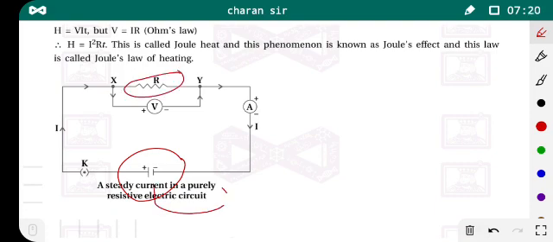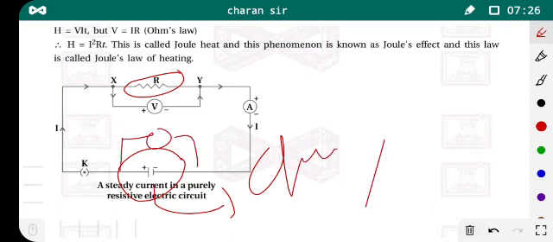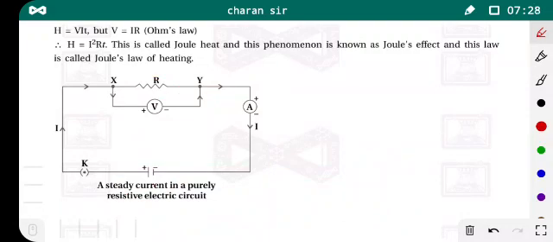Due to these batteries, some chemical reaction takes place inside the battery. They produce a potential difference across the battery, and due to this potential difference the charged particles can be moved. Whenever charged particles are in motion, that constitutes electric current. For measuring this electric current, we connect the ammeter in series, and the potential difference across the resistor can be measured by connecting the voltmeter in parallel. So this is our circuit.